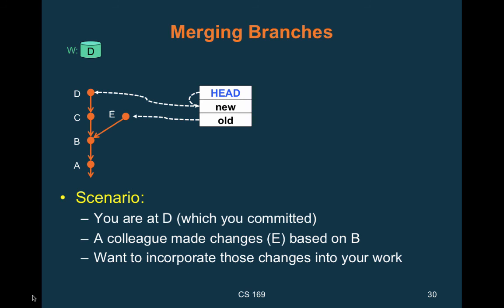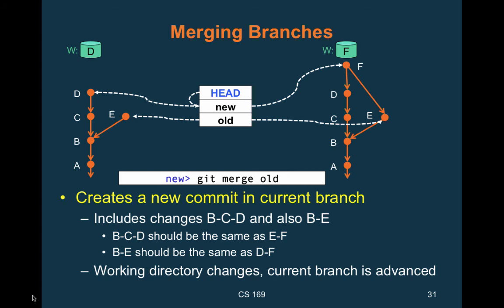Okay. And so there are several ways of doing that. One is called a merge. So you're in the new branch. You're here, and you're pointing to D, and you say git merge old. Old points to E. It would be equivalent to say git merge E. So essentially, what this does, it's actually a very complicated command. It will first say, okay, I'm at new, and they want to merge old. Let's find the common ancestor of new and old. So it goes back through the history to find B as the place where these two branches have diverged.